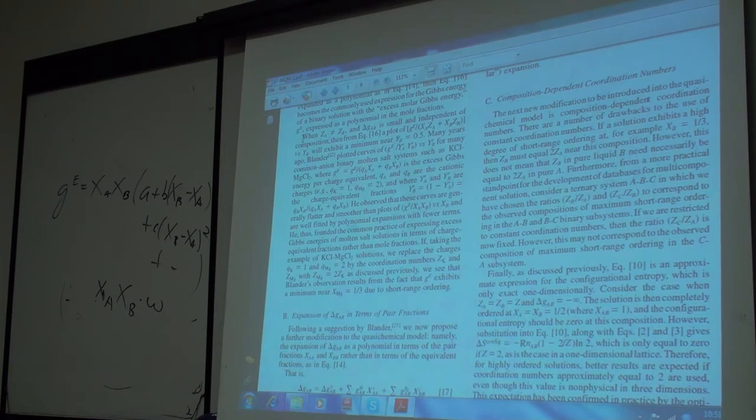Many years ago, Blander plotted curves of GXS over products of equivalent fractions for many common ion binary molten salt systems. He observed that the curves are generally flatter and smoother.